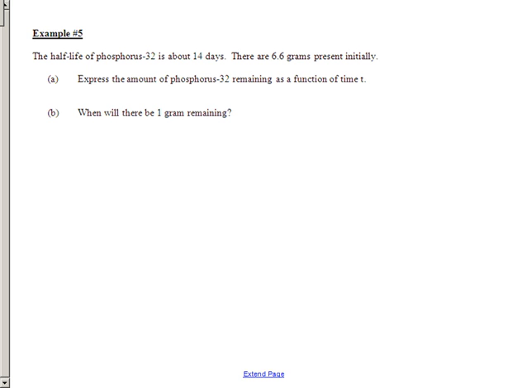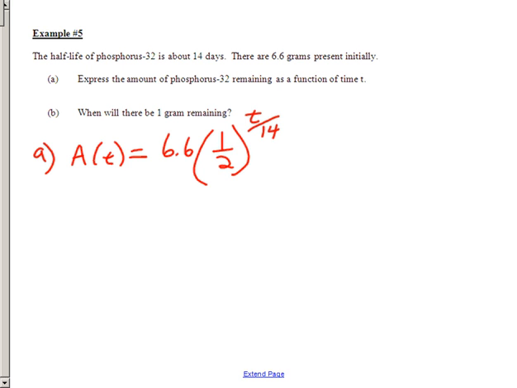Okay, example number 5, the half-life of phosphorus-32. That 32 is just a type of phosphorus. Is about 14 days. There are 6.6 grams present initially. Express the amount of phosphorus-32 remaining as a function of time. The function that we use on this particular problem is going to look like this. The amount at any given time is 6.6, the initial amount, times 1/2, because it's 1 minus 0.5, which is 1/2, raised to the t, but since it's in terms of days, we have to divide by 14 for the number of days.